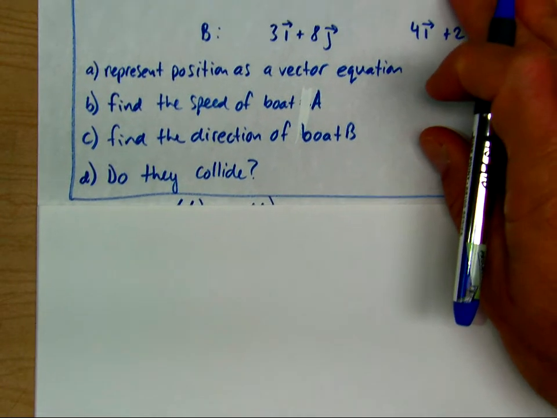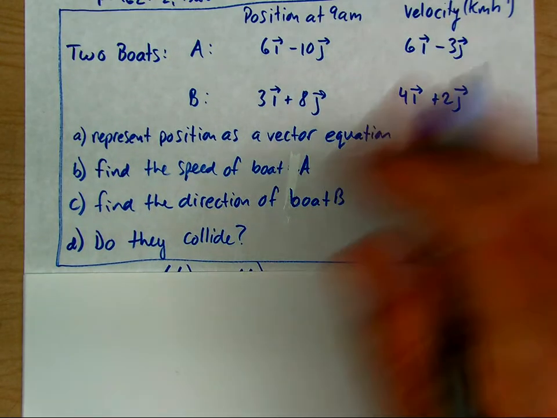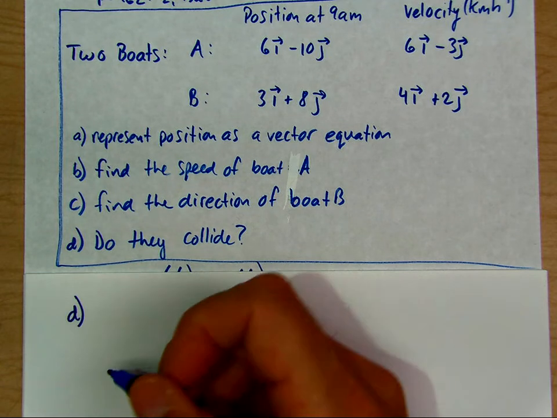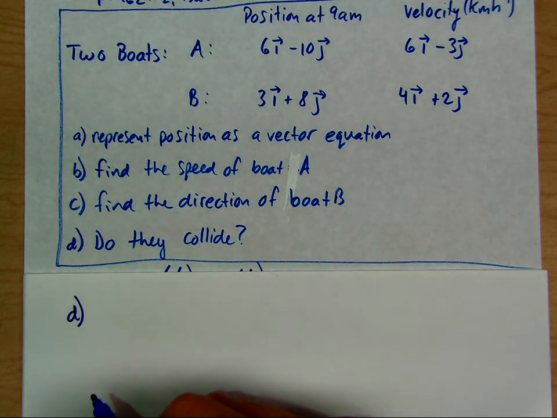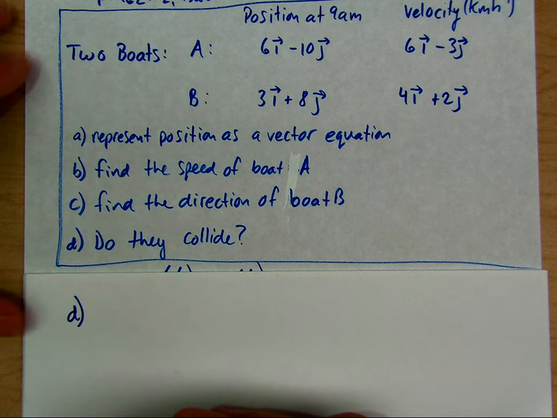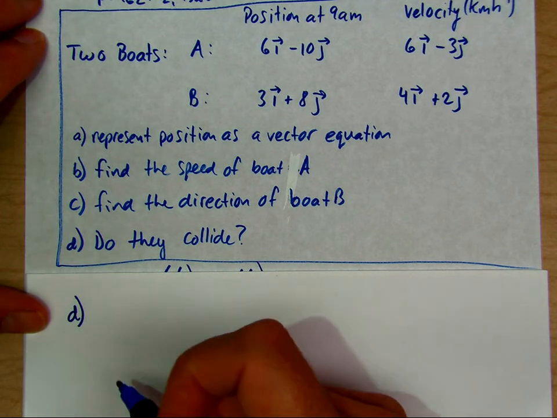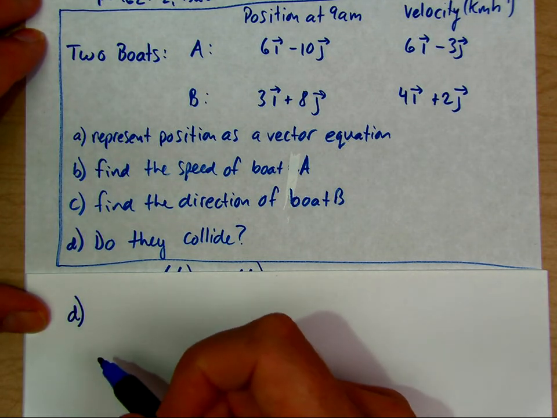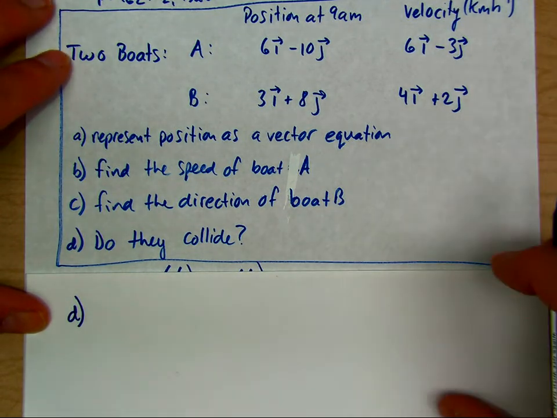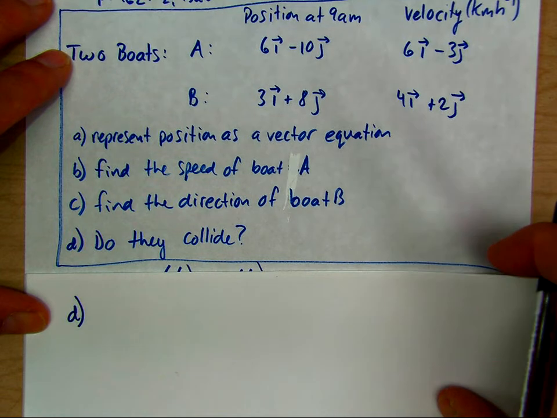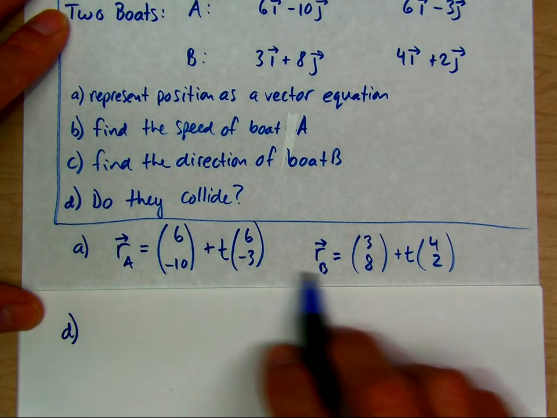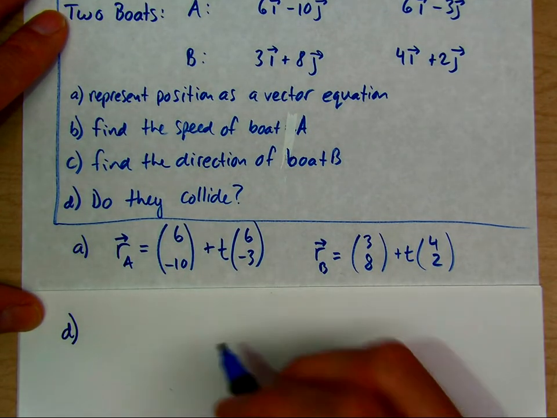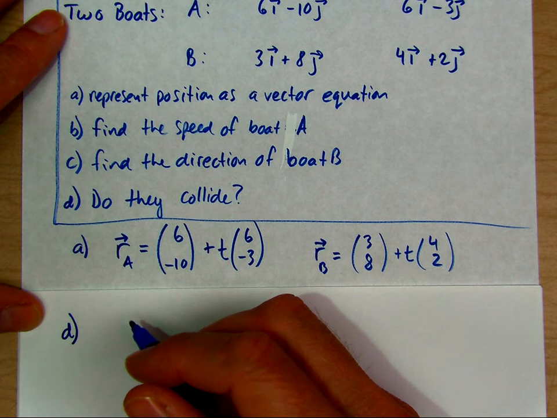And do the boats collide? So they have to be in the same position at the same time. This is a little different than intersection of two lines, because when we have intersection of two lines, we have different parameters. But here they have the same parameter, which is time, and we want to see when.